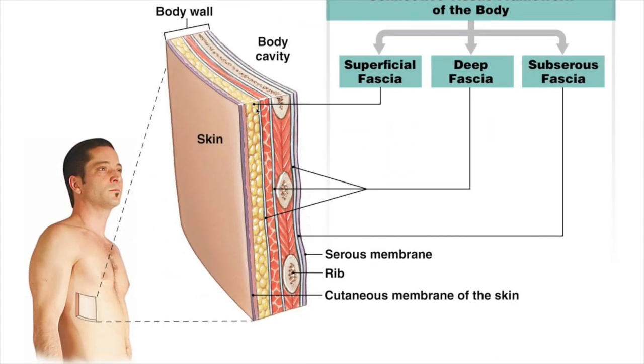And then we also have fascia. Fascia creates internal compartments and divisions. And it's generally made up of connective tissue.